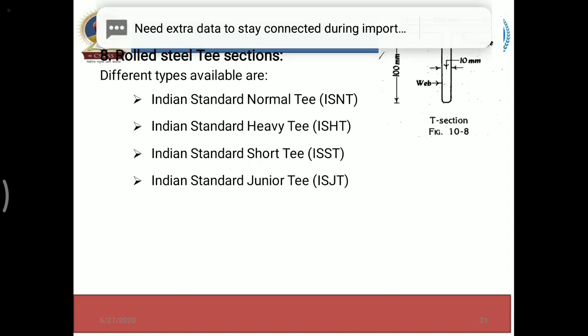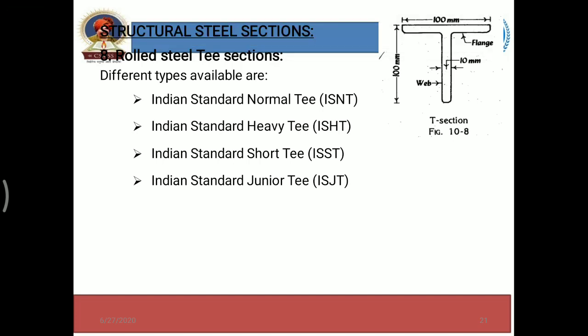Indian Standard is always there. Indian Standard Normal T, Indian Standard Heavy T, ISHT, HT, heavy T, short T. IS, Indian Standard, short T, junior T. You have to remember the next half part, that is normal T, heavy T, short T, junior T: ISNT, ISHT, ISST, ISJT.